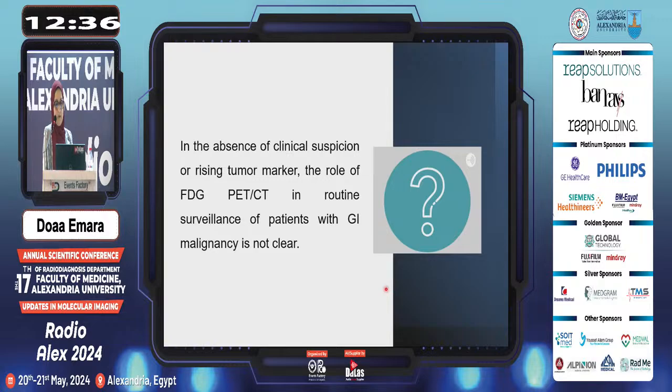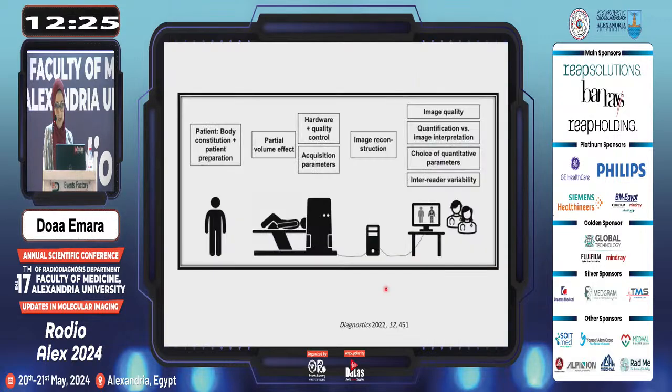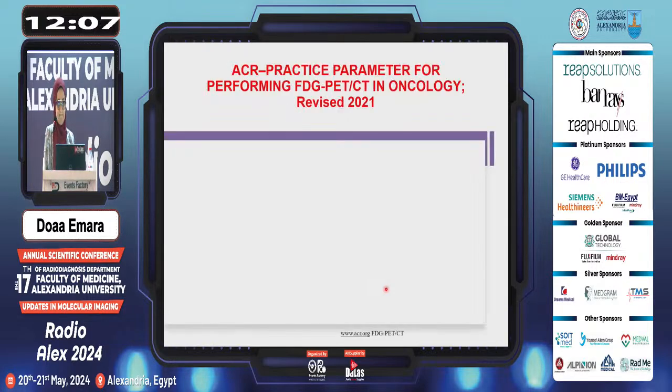So in the absence of clinical suspicion or rising tumor markers, the role of FDG PET-CT in routine surveillance of patients with GI malignancy is still not clear. We have to know each step in PET-CT, starting from patient preparation, acquisition parameters, image reconstruction, image quality quantification, and interpretation, as well as inter-observer variability, to avoid false positive or false negative results.